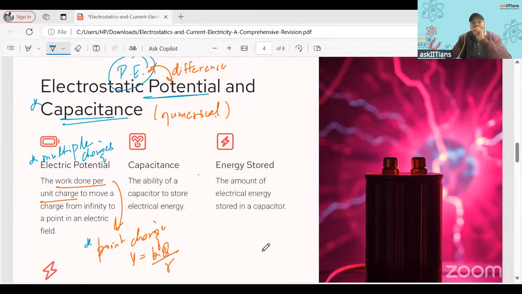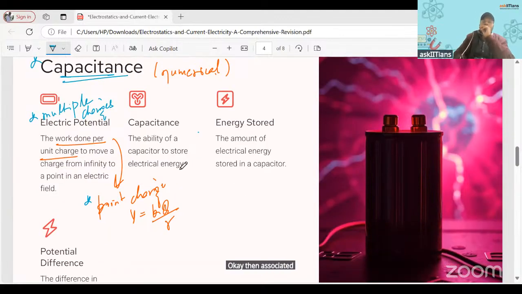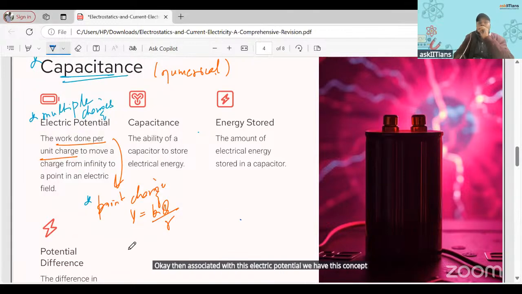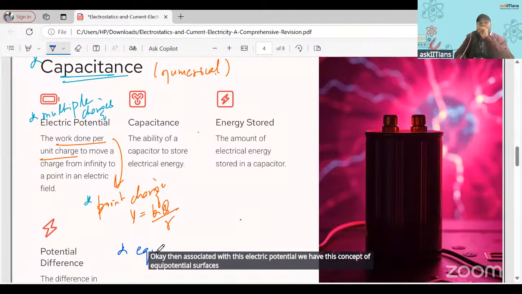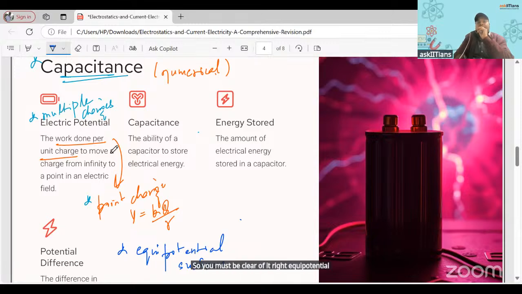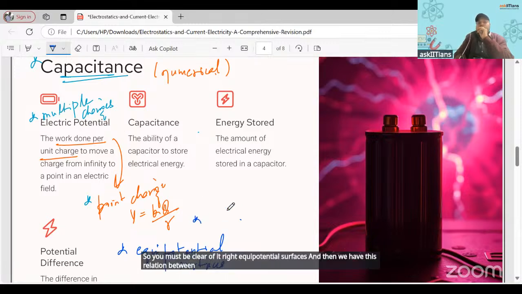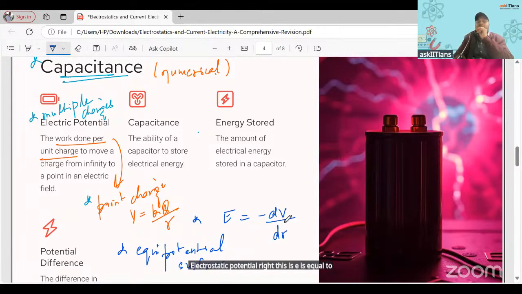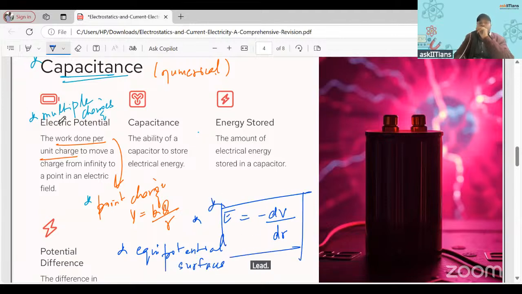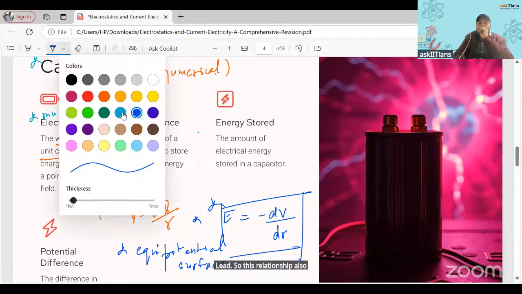Then, associated with electric potential, we have the concept of equipotential surfaces. Many times in boards, they might ask you about equipotential surfaces, so you must be clear on it. Then we have the relation between electric field and electrostatic potential, E is equal to minus dV by dr. You'll be revising this relationship also.